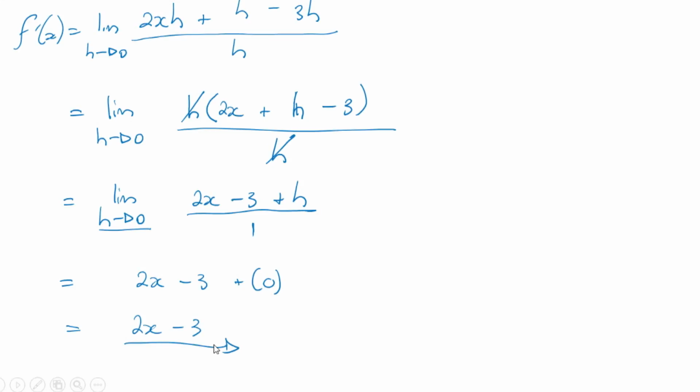From first principles, guys, as h tends to 0 here, you don't write the limit on your answer because you've turned it into 0. You don't actually write the limit. You leave the answer like that.